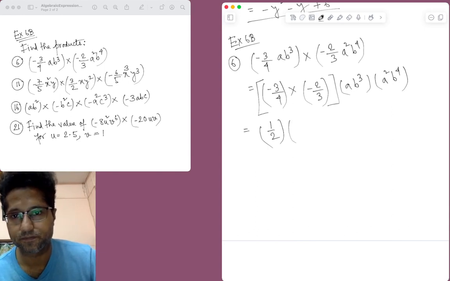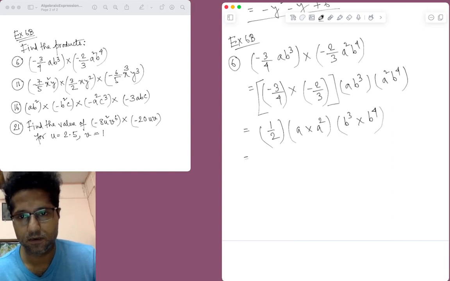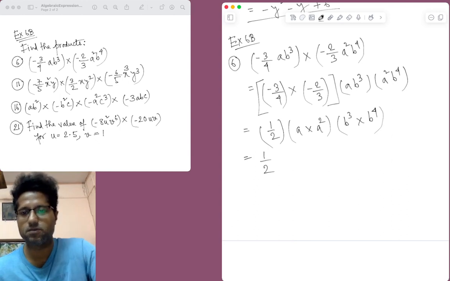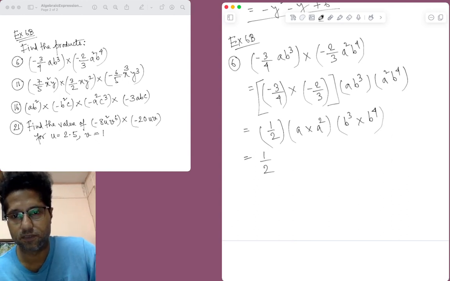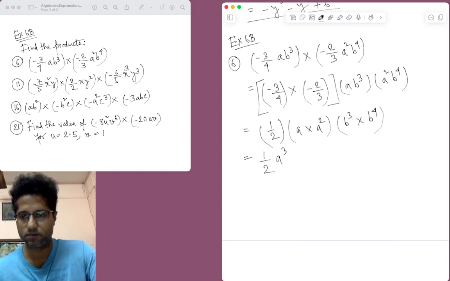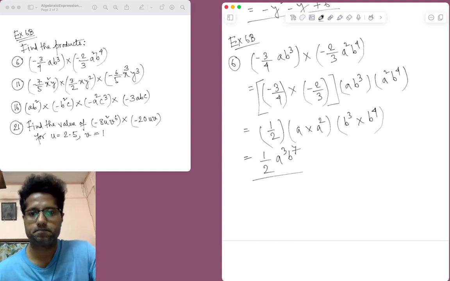So we see a multiplied by a square, and then we have b cube multiplied by b to the power 4. So this finally becomes half. a multiplied by a square, we just add the powers, 1 plus 2 is 3, so this is a cube, and b cube multiplied by b to the power 4, we add the powers, that is 4 plus 3 is 7, so this is b to the power 7. So this is the answer.